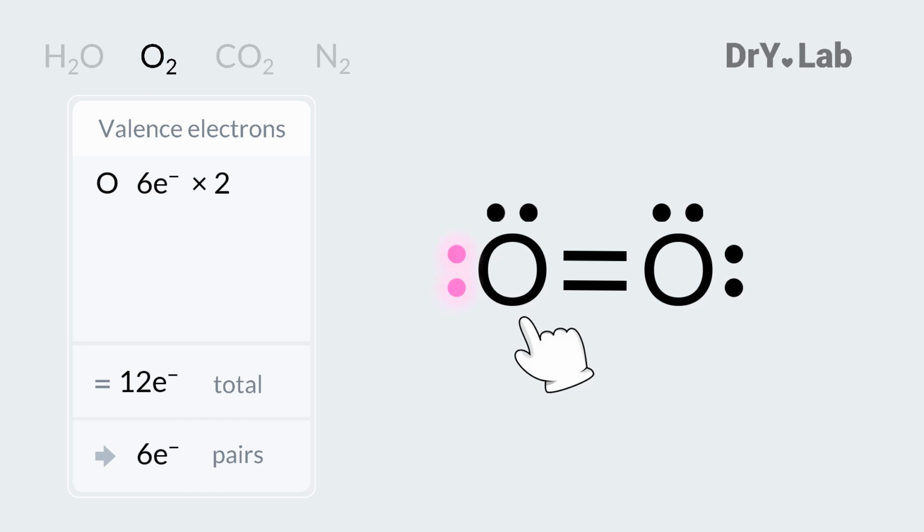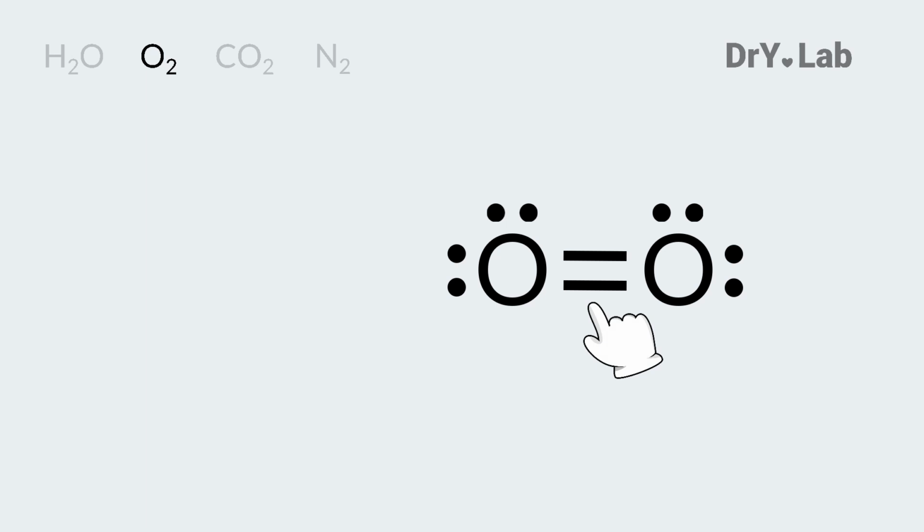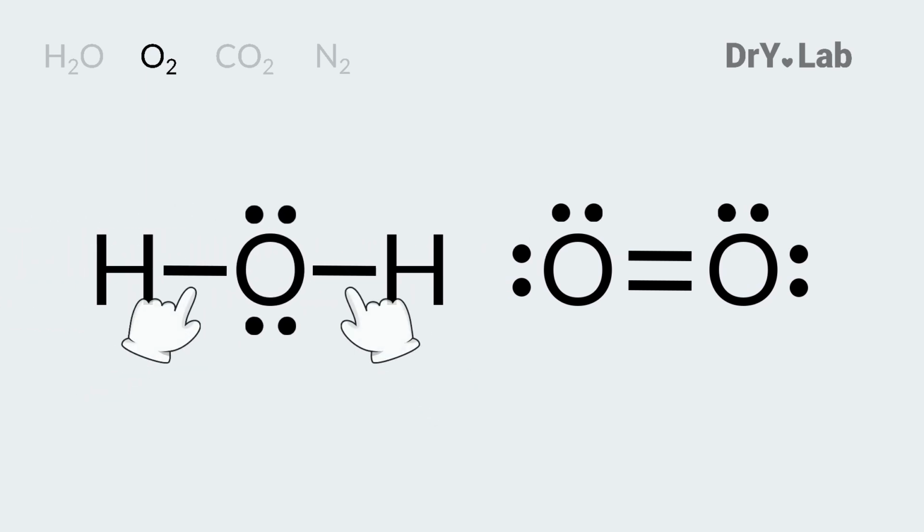This oxygen has 1, 2, 3, 4, 5, 6, 7, 8. So that one has an octet. Since these 2 oxygens are bonded the same way, we can also say that the other one also has 1, 2, 3, 4, 5, 6, 7, 8, also an octet. Notice that the oxygen molecule has a double bond between the 2 atoms. Compared to what we did previously with water, there are only single bonds between each of the atoms.